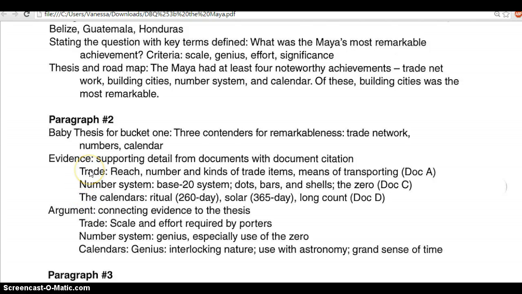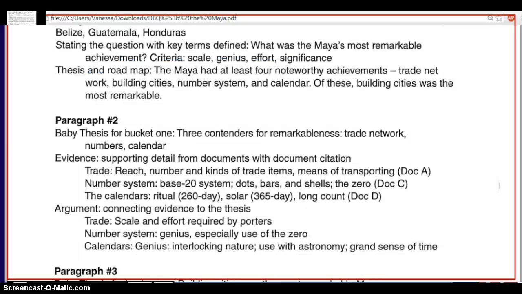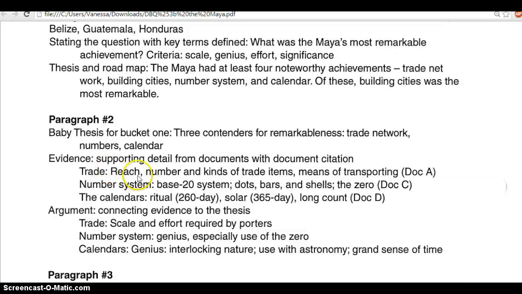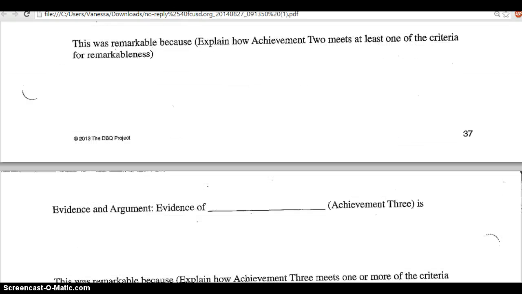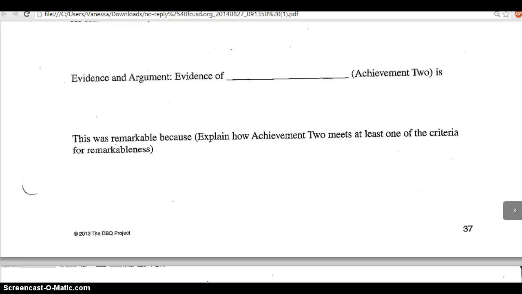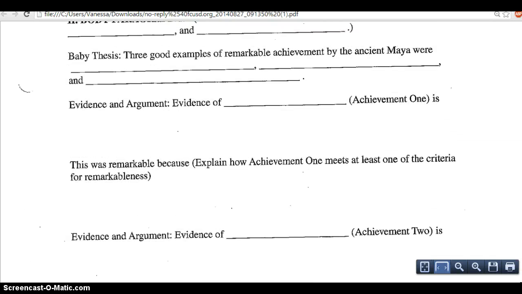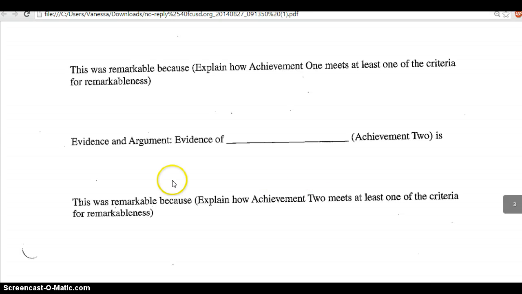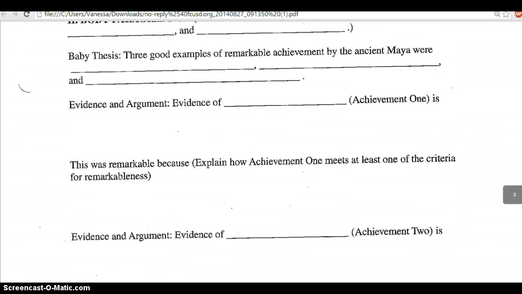So here's where you're going to put the evidence for each one, because it has reason and then it says evidence. So here's your evidence underneath each of the reasons. So reason 1 for trade, you're going to copy this. You're going to copy trade, reach, number and kinds of trade items, and means of transporting. And then you need to put your parentheses, document A, because that's the document that we got that from. So that's what you are going to copy, into this section right here for evidence 2. For evidence 1, it would go right here. So you put trade network, and then you'd put the reasons that I just showed you right here for trade.